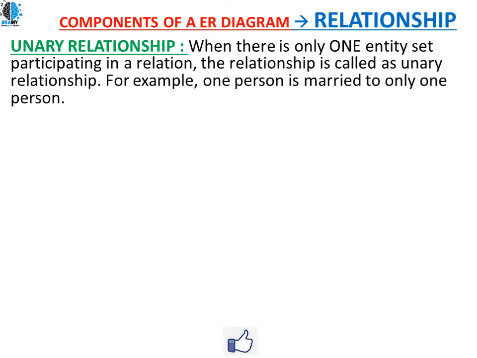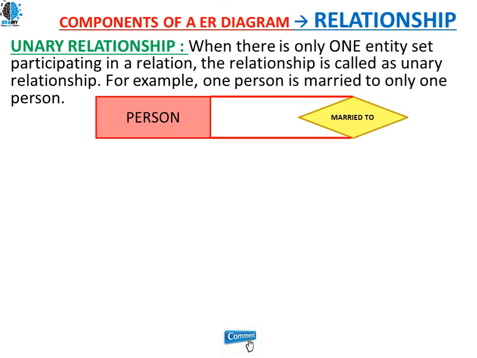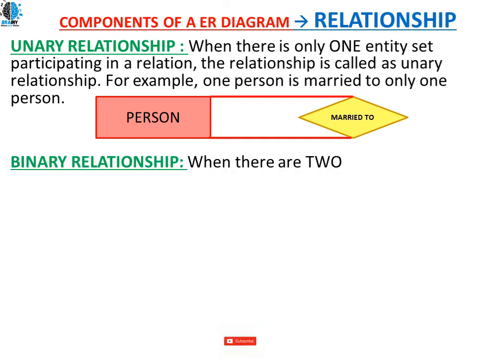When there is only one entity set participating in a relation, then that relationship is called a unary relationship. For example, one person marries another person. So one to one. So this is person marries person. So it's a unary relationship. Next we have binary relationship.